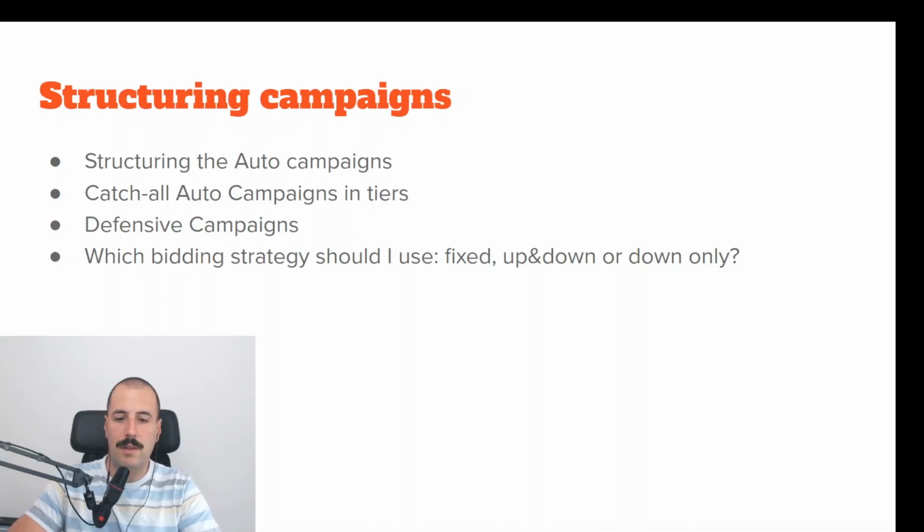We'll touch on defensive campaigns and which bidding strategy overall to use: fixed, up and down, or down only. Now, structuring the auto campaigns, you can go really by default and add all match types in one campaign, then run that for several weeks or several months and see what's working and what's not. The downside to that is that, for example, if you optimize placements, then you optimize placements for all the match types inside. So the close match, loose match, substitutes, and complements.